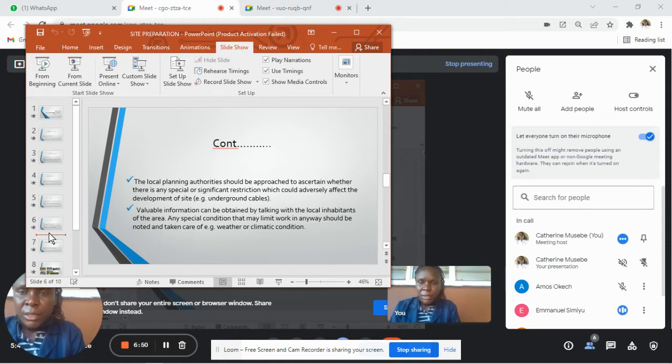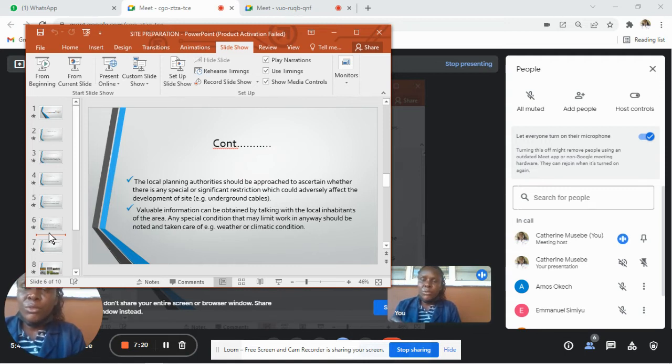Relevant information can be obtained by talking with the local inhabitants of the area. Any special condition that may limit work in any way should be noted and taken care of, e.g. weather or climatic conditions. So the local planning authority should be approached to ascertain whether there are any special or significant restrictions which could adversely affect the development of the site.